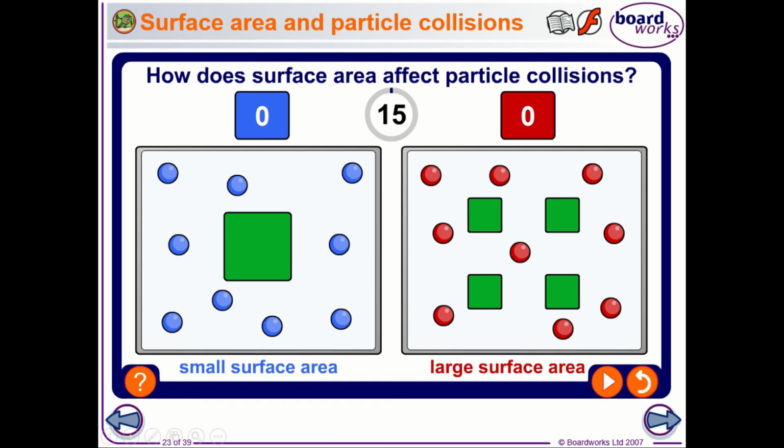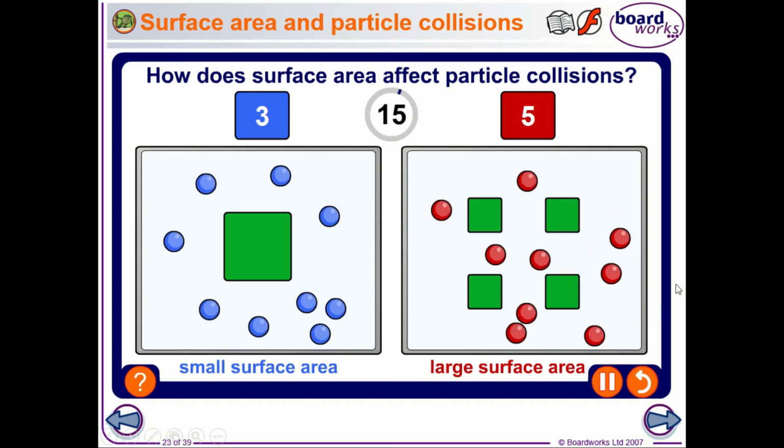So, how does surface area affect particle collisions? This one has a larger surface area, this one has a smaller surface area. But keep in mind na magkapareho sila ng size. Yun nga lang, dito, hinati siya ng ilang beses, samantalang ito ay isang buo. Let us determine what effect will this have on the rate of collision.